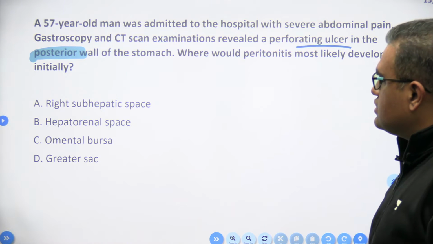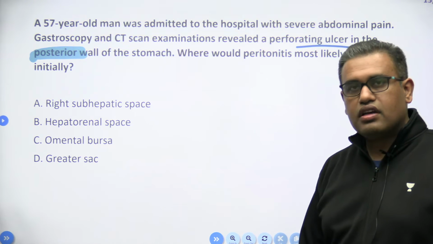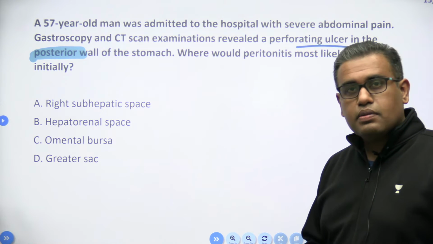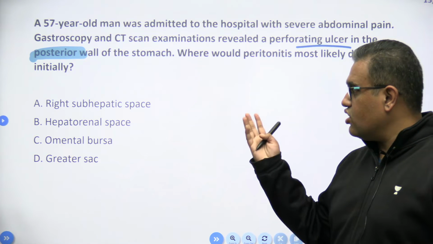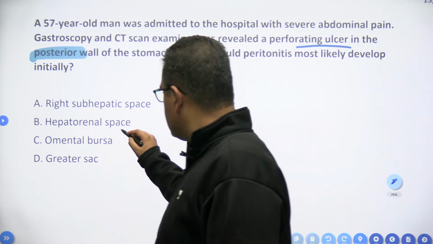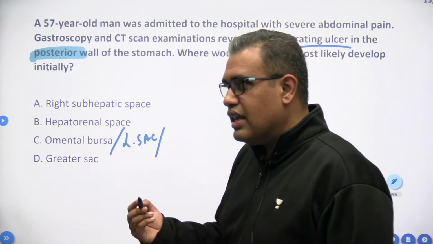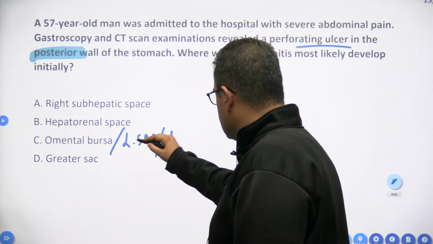So where would the ulcer initially enter, or it will enter into which space? That is the question. Behind the stomach, we all know there is a very, very small space that is known as lesser sac. Is there any option? No. But lesser sac is also known as omental bursa. Omental bursa, another name is lesser sac. The third name of this will be left subhepatic space. Also you can call it as L. This time L is lesser.